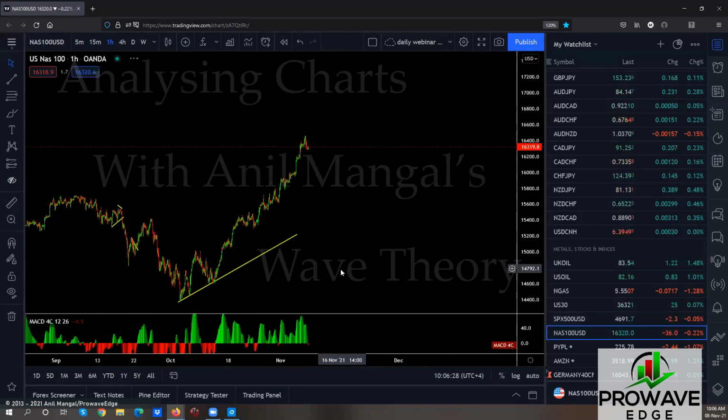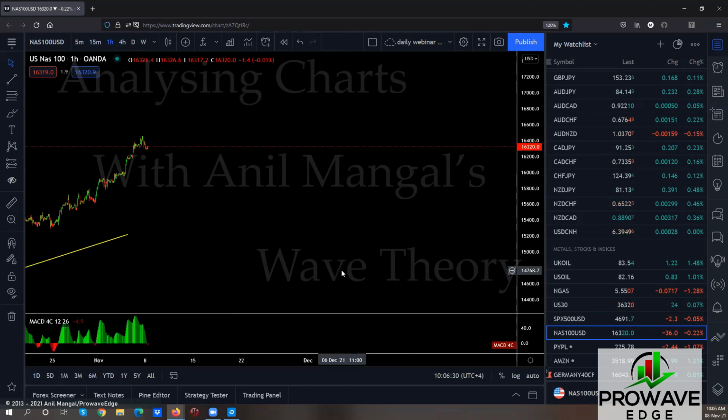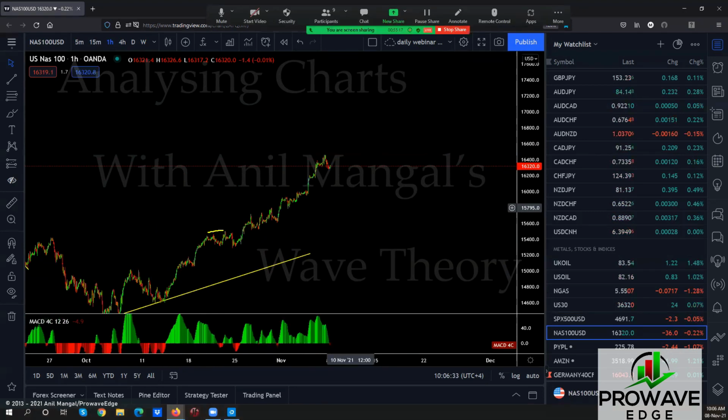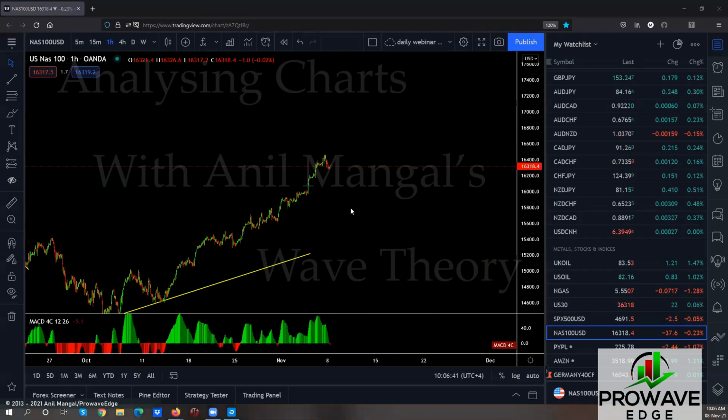Nasdaq still climbing, so every flag you get for a buy you can take. There is a small short-term correction happening here, probably something bigger like this. I would see them go back here and then come here, and that should be a good trade setup. That should be a very good buy.